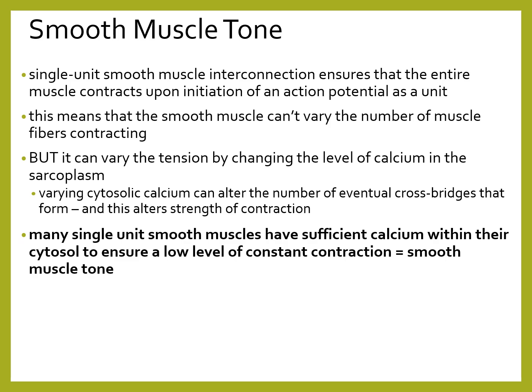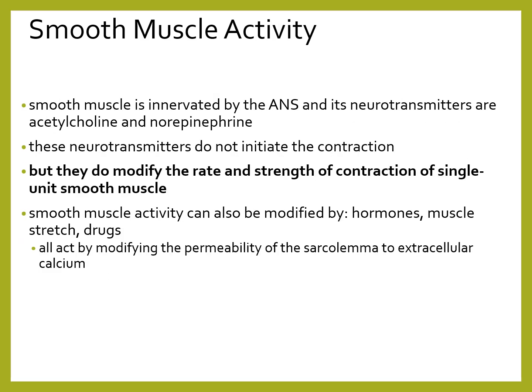As a matter of fact, many single unit smooth muscle cells have sufficient calcium within their cytosol to ensure a low level of constant contraction, and this is referred to as smooth muscle tone. Remember that smooth muscle is innervated by the autonomic nervous system, and the two neurotransmitters of the autonomic nervous system are acetylcholine and norepinephrine. Now, these neurotransmitters do not initiate smooth muscle contraction. Remember, that's done by an action potential and by calcium levels in the sarcoplasm.